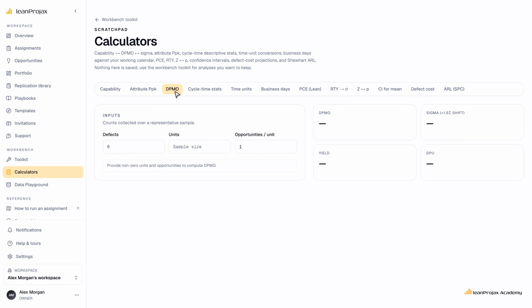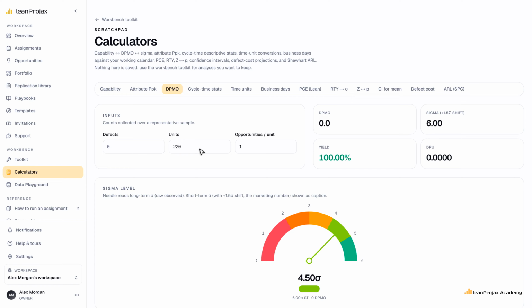Take DPMO, our baseline, 220 tickets, and 136 of them missed the 6-hour target we wrote into the control plan back in Chapter 10. 1 opportunity per ticket. 618,182 DPMO. Yield 38.18%. Defects per unit, 0.618.